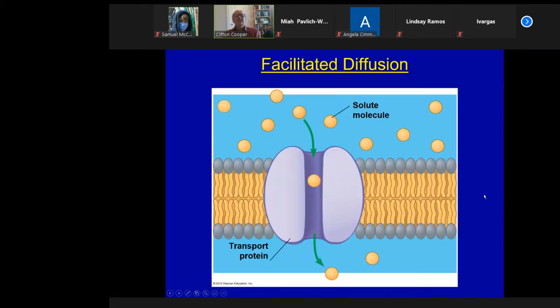So imagine you've got a particular solute like glucose. Trying to move it from one side to the other, it can't get through the lipid bilayer, so that's what this protein is for.